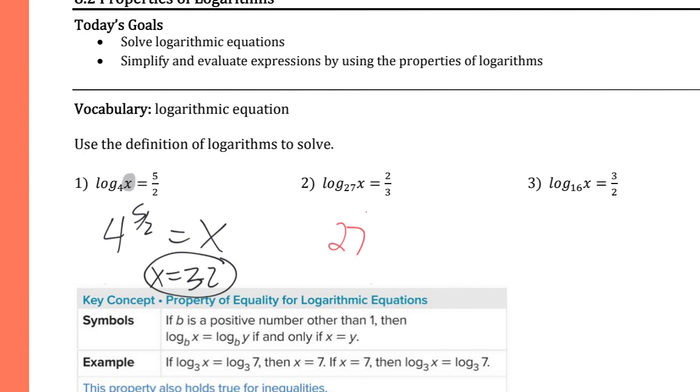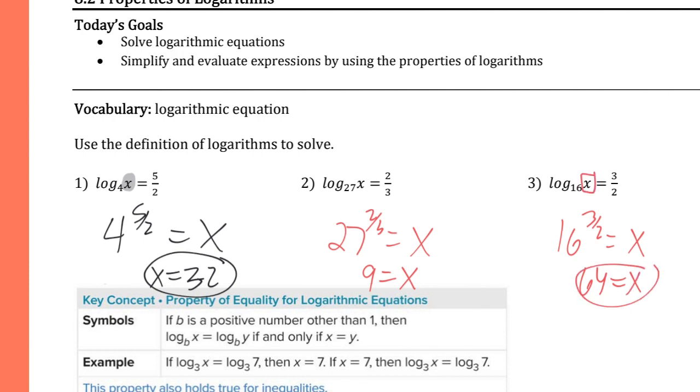So 27 to the 2/3 gives you x. Okay, great. We'll take 27 to the 2/3, square it, and take the cube root of it. That would give us 9. The cube root of 27 is 3. 3 squared is 9. Okay, and so same with this. 16 to the 3 halves gives you x. Square root and cube 16. Square root of 16 is 4. 4 cubed is 64.